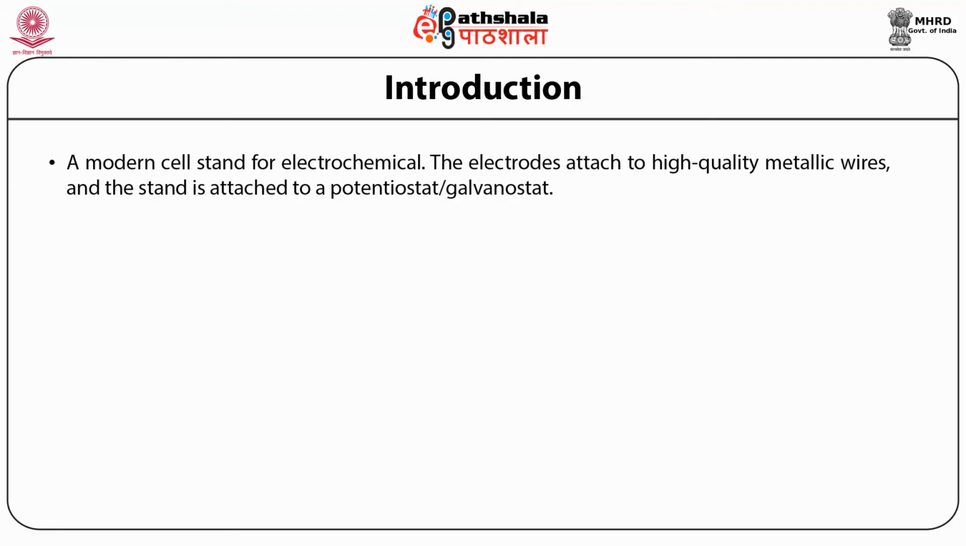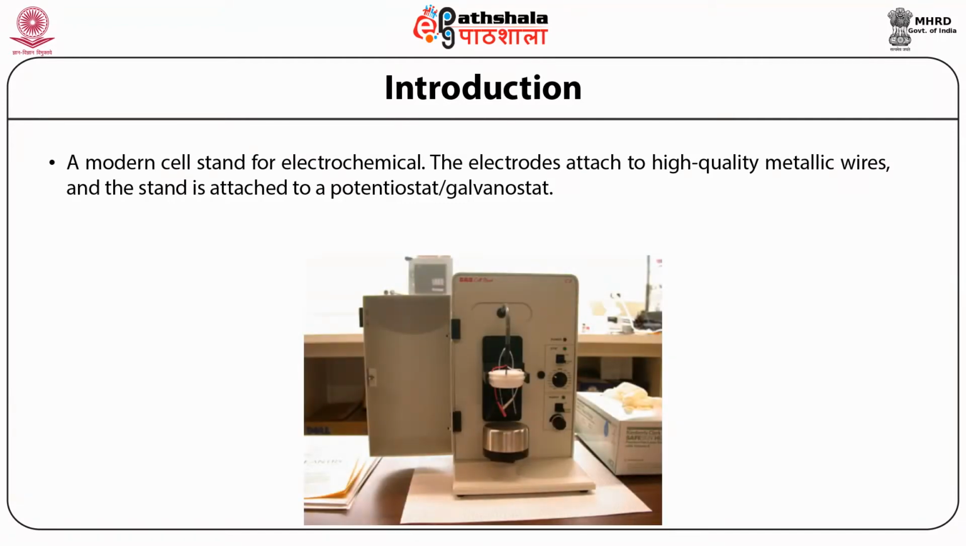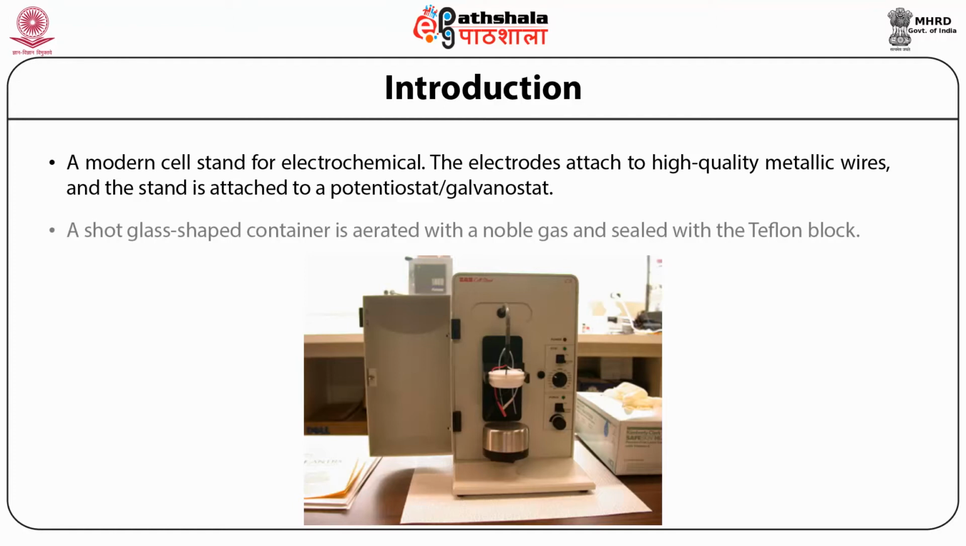A modern cell stand for electrochemical analysis. Here this picture shows the modern electrochemical instrument for the analysis of various pollutants and other materials. The electrodes are attached to high quality metallic wire, and the stand is attached to a potentiostat or galvanostat. A short glass-shaped container is aerated with a noble gas, generally nitrogen, and it is sealed with a Teflon block. This is the picture of the potentiostat or galvanostat, which is used for the analysis of various metals, pollutants, environmental contaminants, pharmaceuticals and many more.